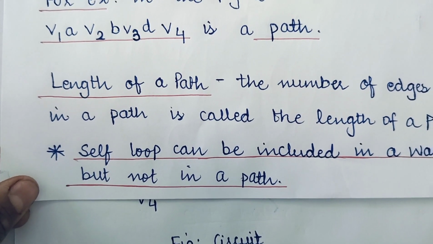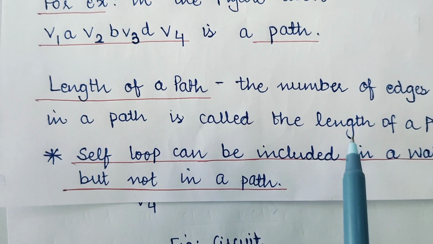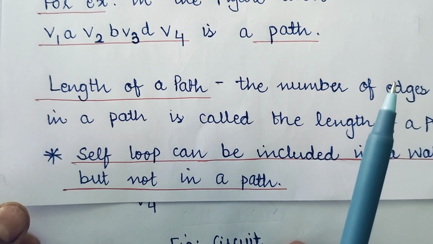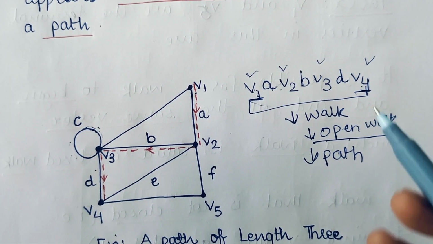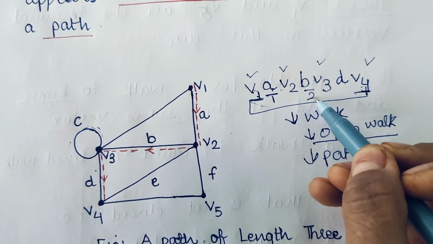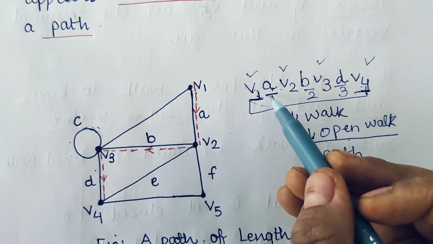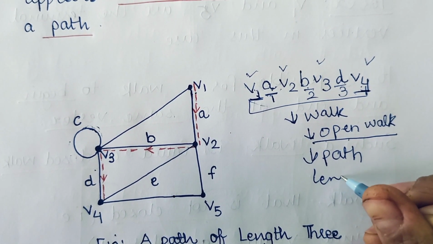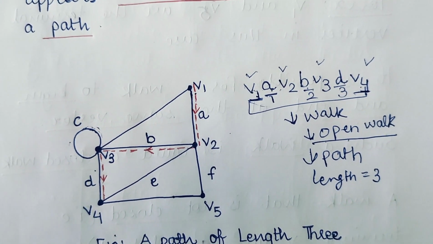Now, length of a path. The number of edges in a path is called the length of a path. Very simple. Whatever is the number of edges in that path, that would be called the length of that particular path. So here you can see there are how many edges? 1, 2 and 3. In this path there are total 3 edges, edge A, edge B and edge D. So I can say that the length of this path is 3.